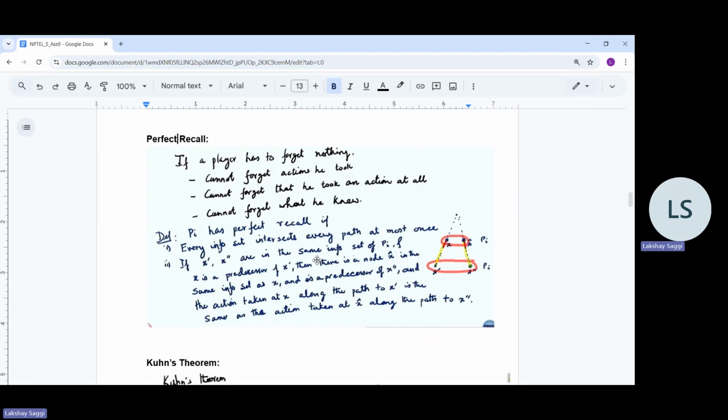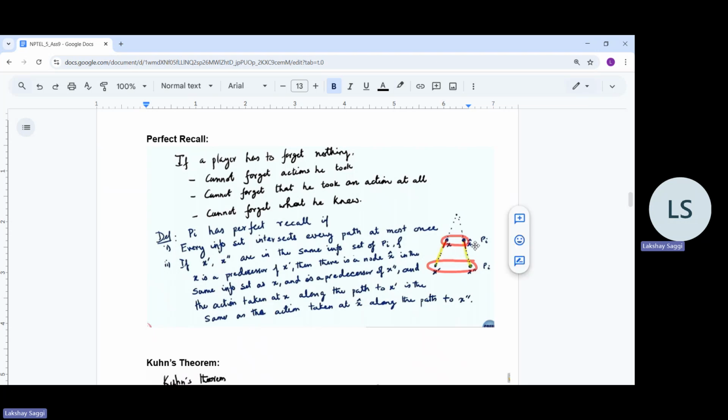But another important thing is that just ensuring x and x hat lie in the same information set is not enough. We also have to ensure that the player does not forget the actions that he took. And suppose x was equal to x hat, then x prime and x double prime both originate from this x, which is equal to x hat. And the player cannot distinguish between these two nodes. So actually the player cannot distinguish between these two yellow actions.